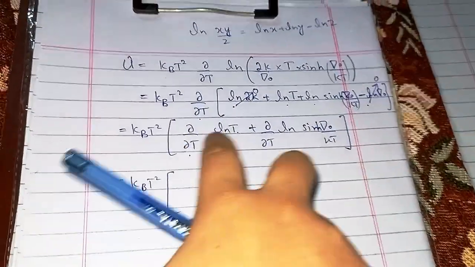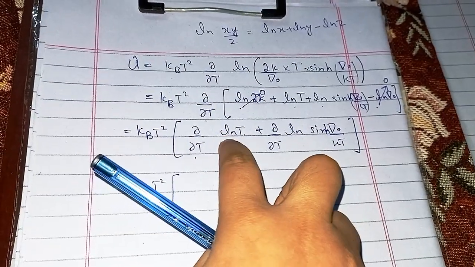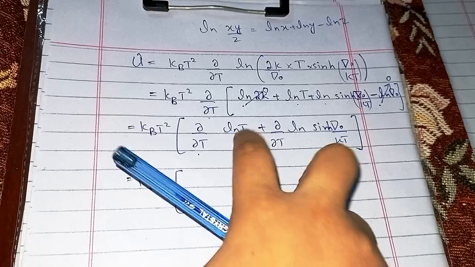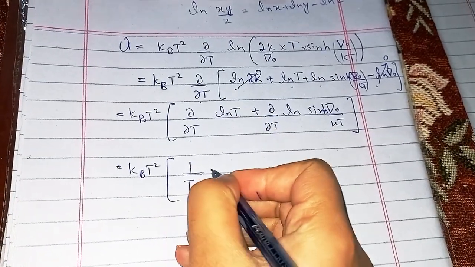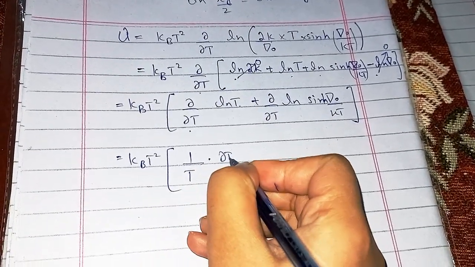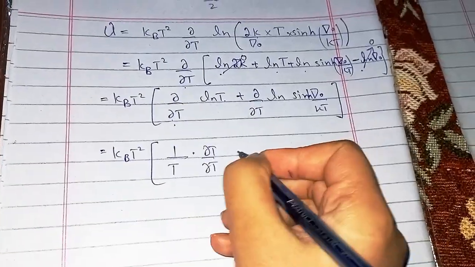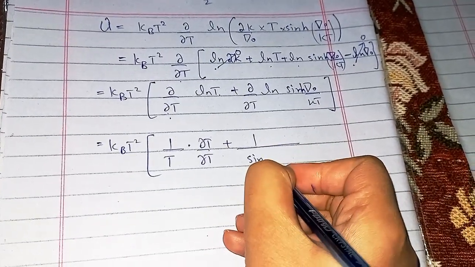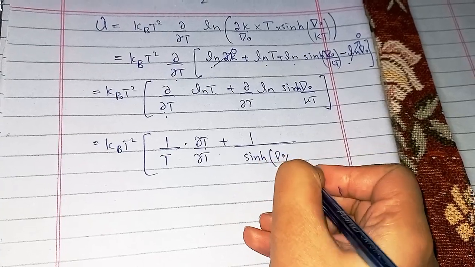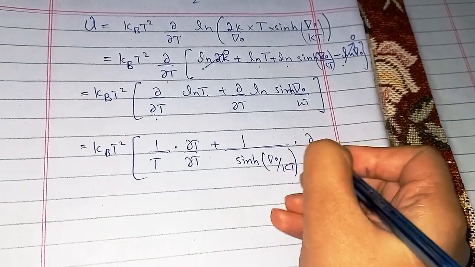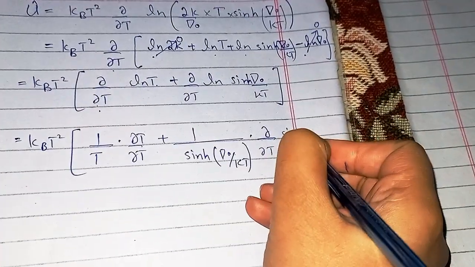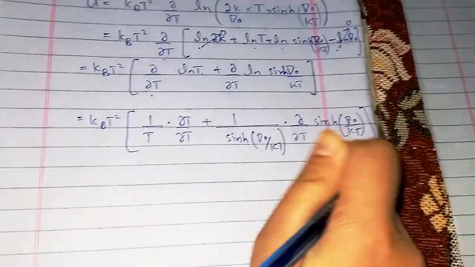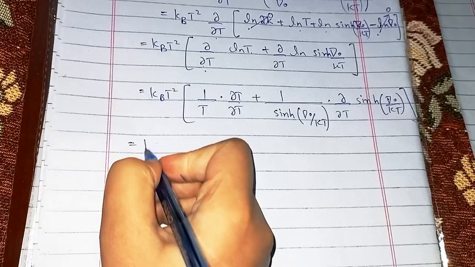So here the inner term is T, other than the natural log, the thing we'll call the inner term. So T is the inner term: 1 over the inner term, times the derivative of the inner term, which is T, with respect to this. Similarly here, 1 over the inner term, which is sine hyperbolic of delta naught by kT, times the derivative of the inner term. The inner term is sine hyperbolic of delta naught by kT. Same here. Let's simplify further.